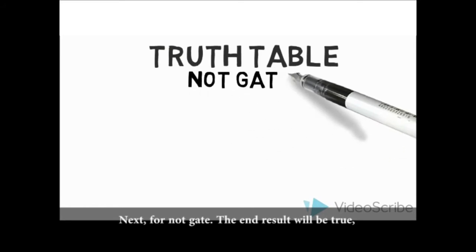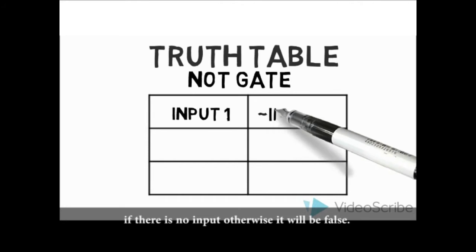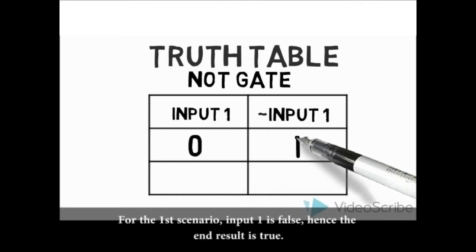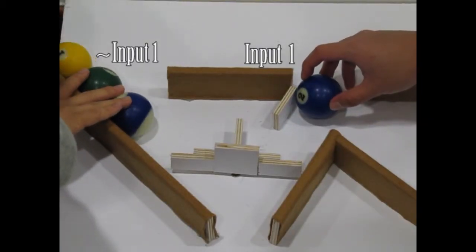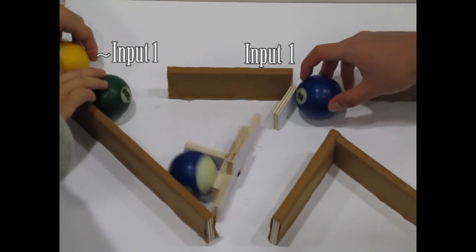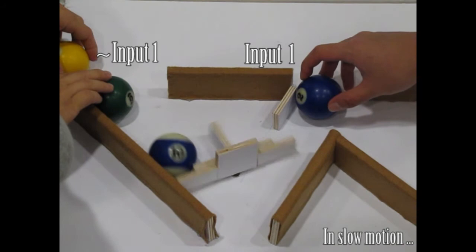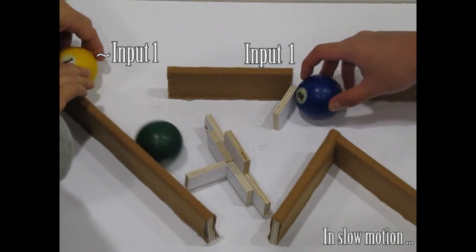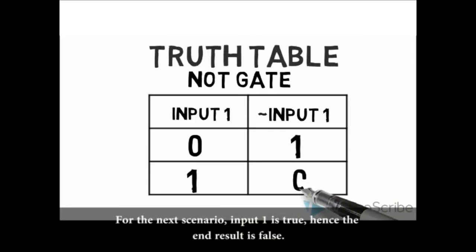Next, for the NOT gate, the result will be true if there is no input, otherwise it will be false. For the first scenario, input 1 is false, hence the NOT result is true. For the second scenario, input 1 is true, hence the NOT result is false.